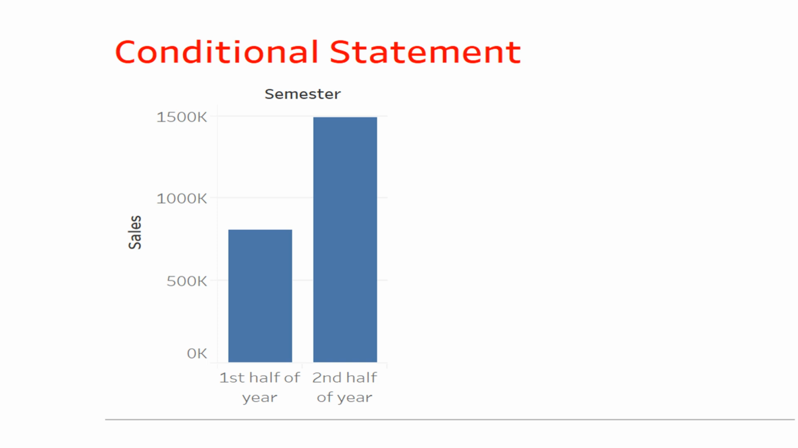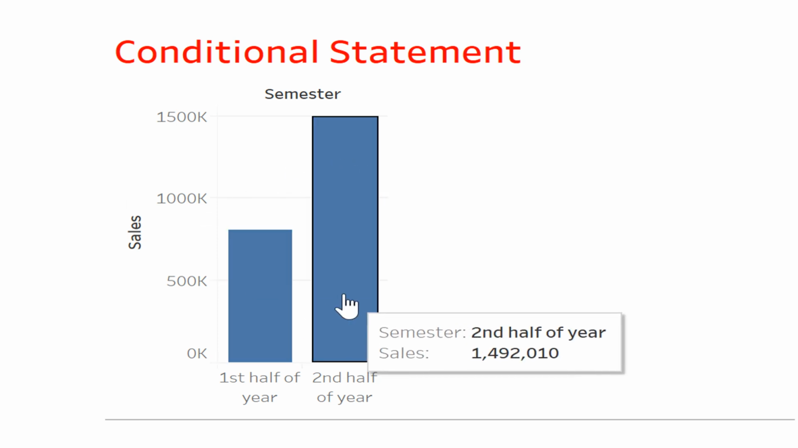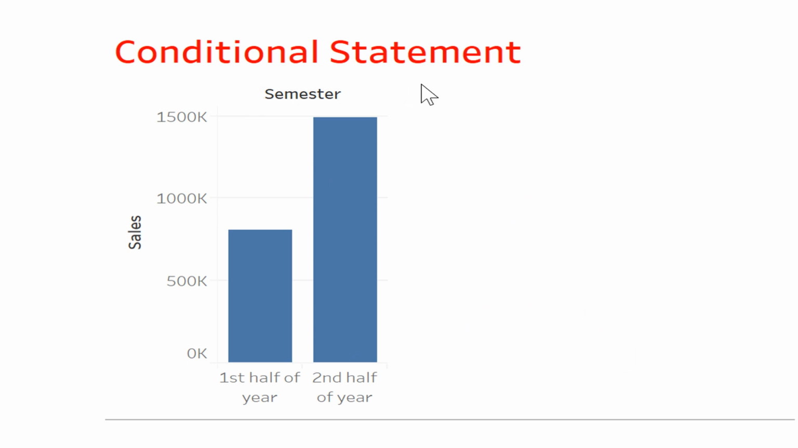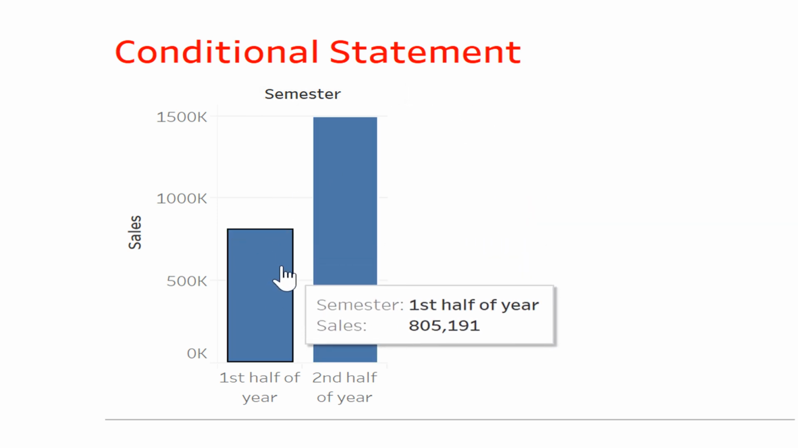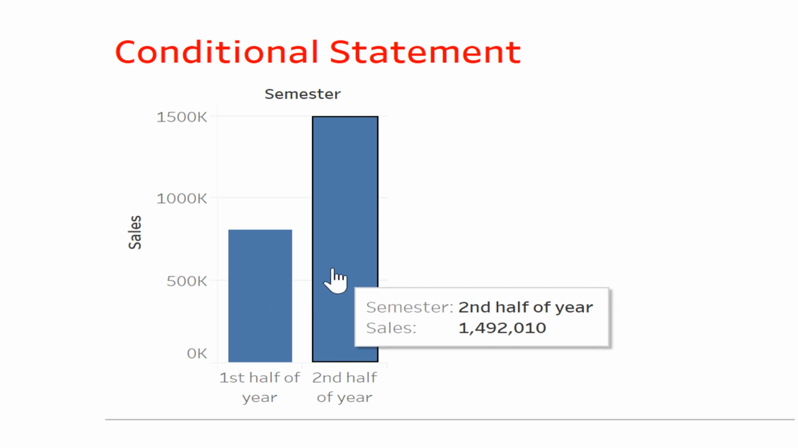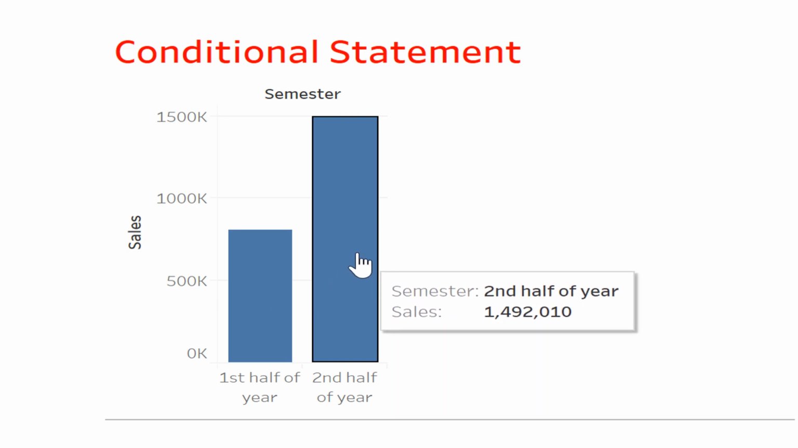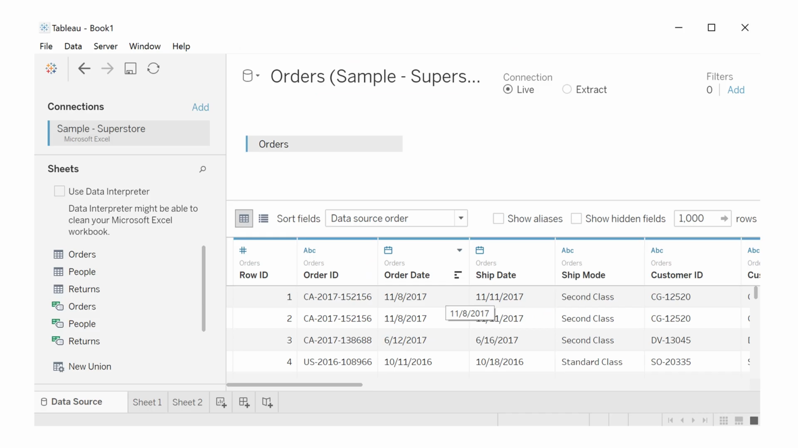In this tutorial, let's learn how to create this bar graphic using a conditional statement. Here are the sales, the cumulative sales in the first semester and the cumulative sales in the second semester. If you see the raw data set, we don't have the variable semester.